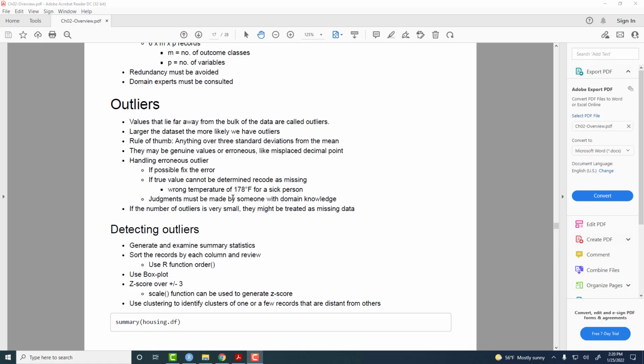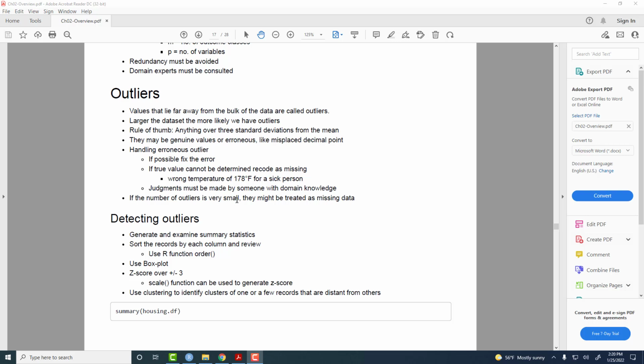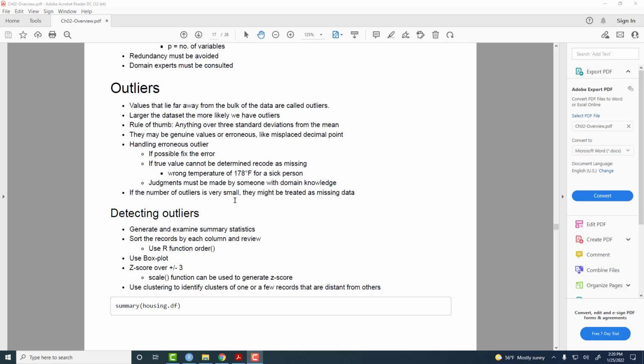How do you detect outliers? There are a few techniques that you can use. You can generate and examine summary statistics. We have the summary code. If you do summary, it will give you the 5-number summary plus mean. It will give you the minimum value, the first quartile, the median, the mean, the third quartile, and then the maximum. You look at the maximum and the minimum, and if the maximum and minimum seem all right, then everything else in between is all right too. So that's one way of examining for outliers.